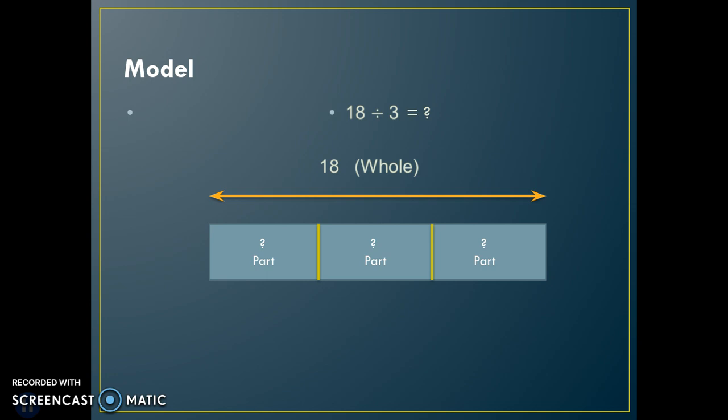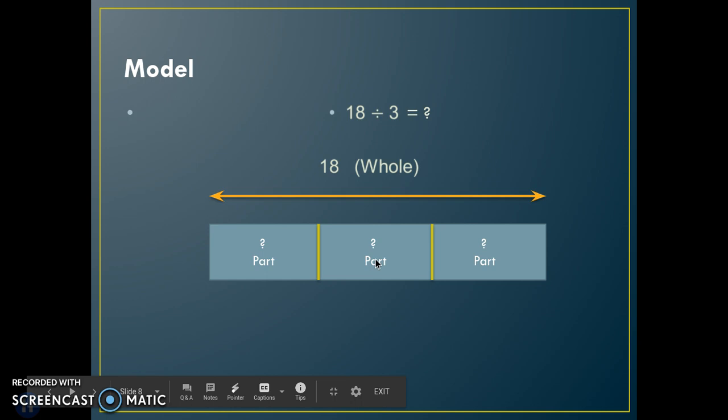So how many would be in 3 groups? How many will we be sharing with those 3 groups? Our goal is to find out what each part is. Once we find out what each part is, then when we add all 3 together, just like repeated addition, we should be able to add them together to get that 18. And whatever one part is, that's what the answer is going to be here. So we're going to try to find out what one part is to help us with this answer.